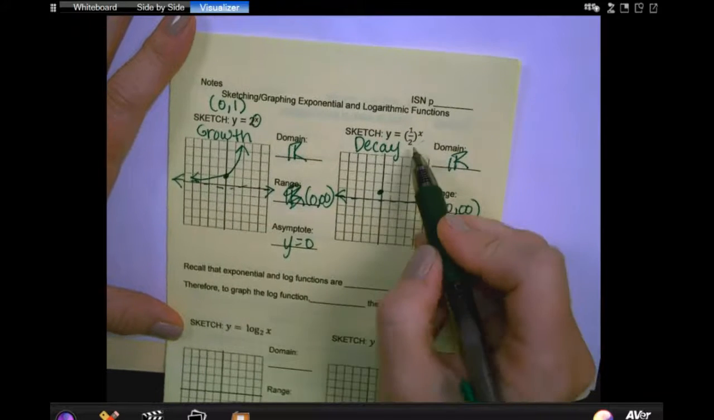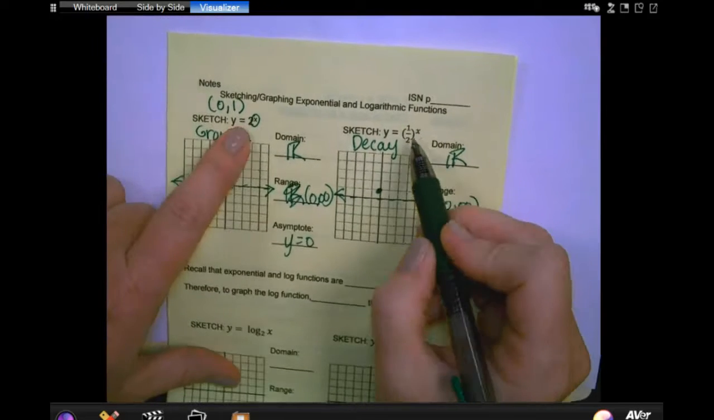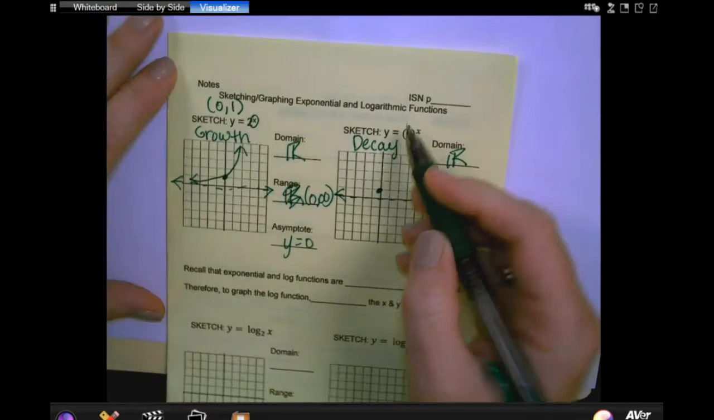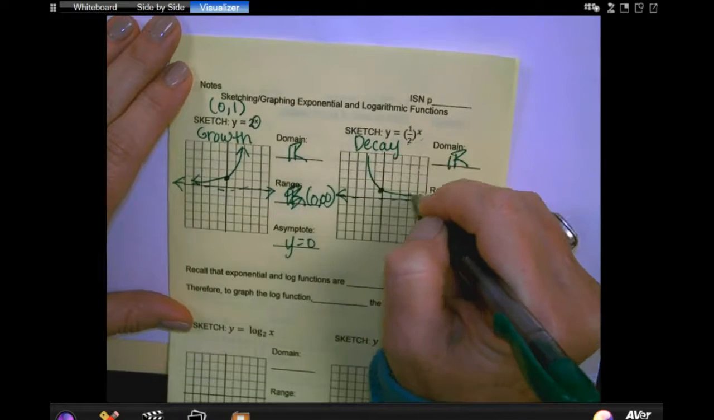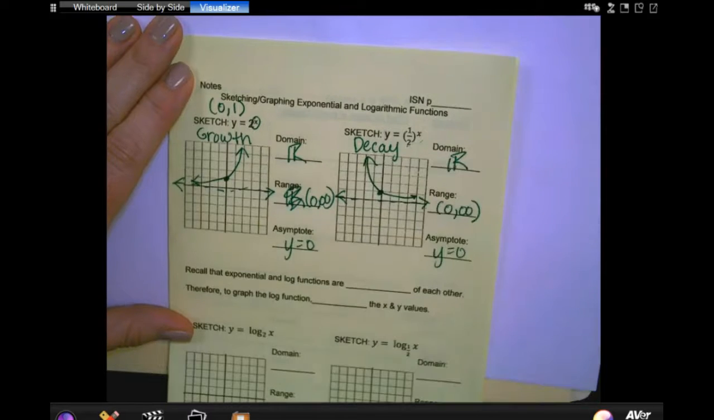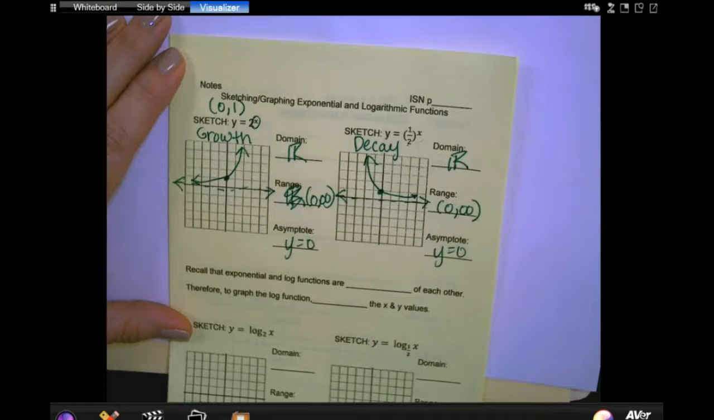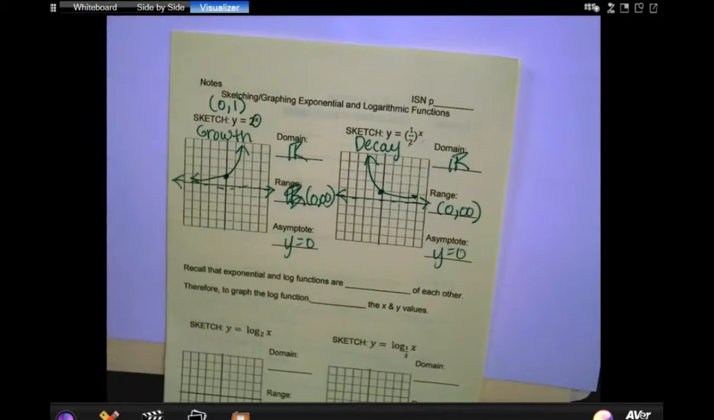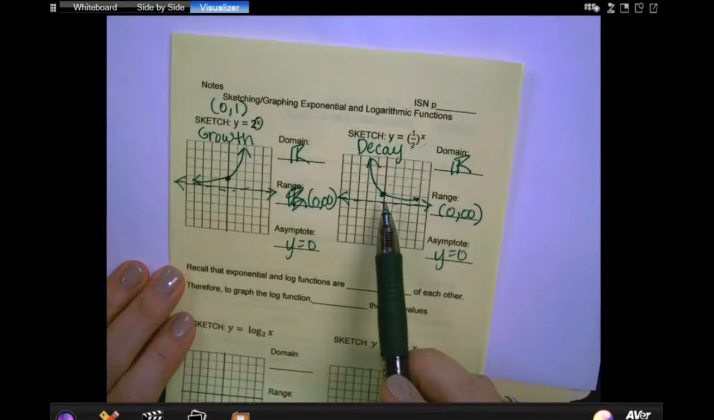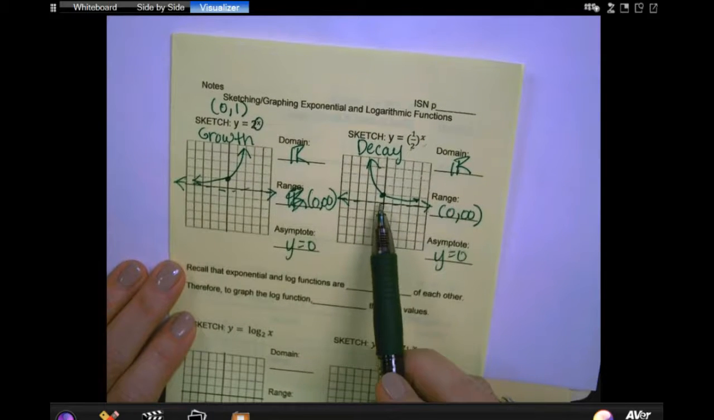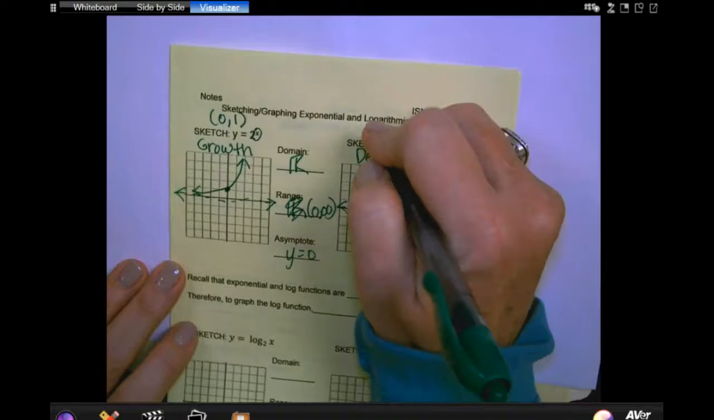Okay. So the difference between the 2 and the 1/2 is the 1/2 is going to be a decay. Yes, no matter what. On either one of these, you're always going to start with 0, 1.